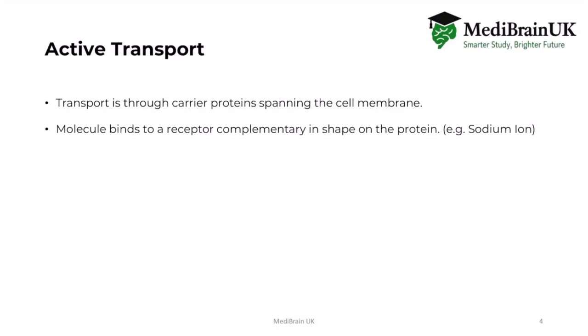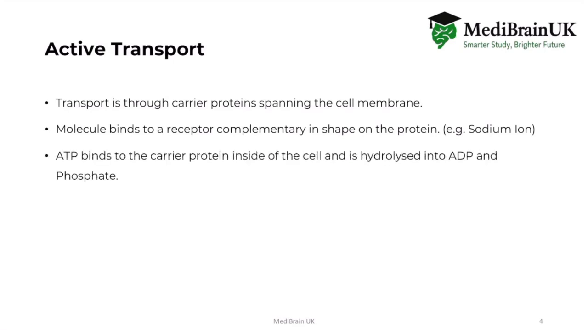And at A level, that energy is known as ATP. So whenever you're mentioning active transport, always mention ATP as well. So ATP is going to bind to the carrier protein inside the cell and is hydrolyzed into ADP and the phosphate, the same thing that we looked at in biological molecules. So the ATP is going to be hydrolyzed into ADP, adenosine diphosphate, and an inorganic phosphate. That's what's going to happen. And when this happens, this releases a lot of energy.